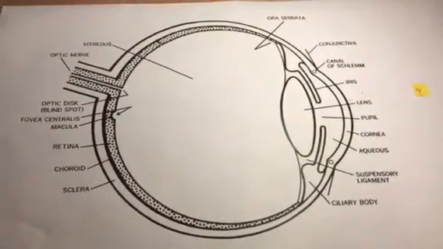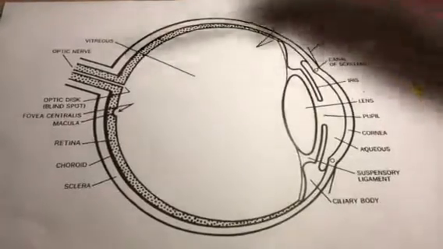Structure of the eye, Part 4. The vitreous.